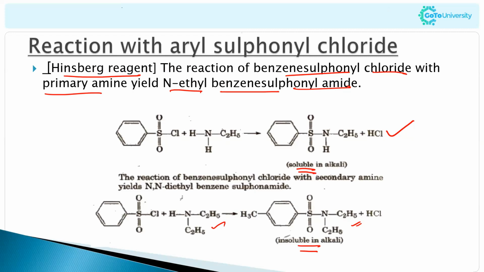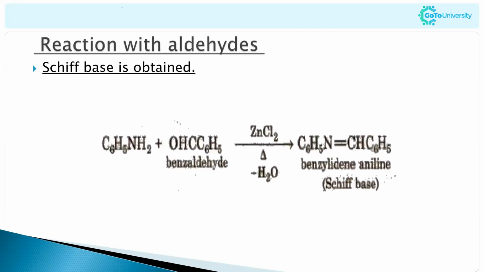Okay, done. You have written everything, right? Next one is the reaction with aldehydes. When amines react with an aldehyde such as benzaldehyde, we get the product which is called Schiff's base. This is obtained by the reaction in the presence of zinc chloride. This is also important. So the reaction is: amine reacts with benzaldehyde in the presence of zinc chloride, producing Schiff's base.